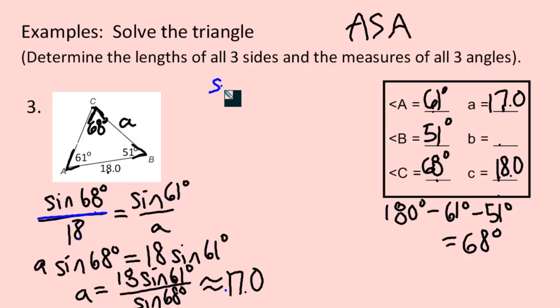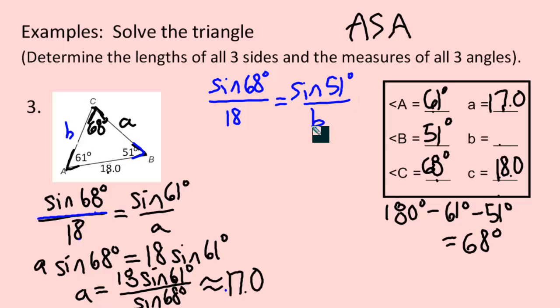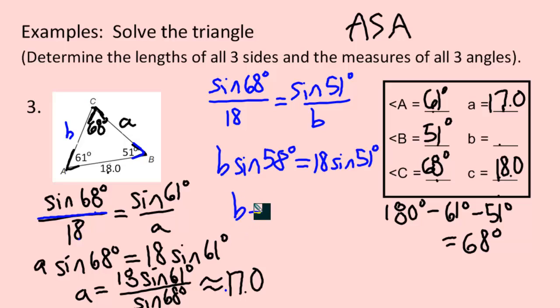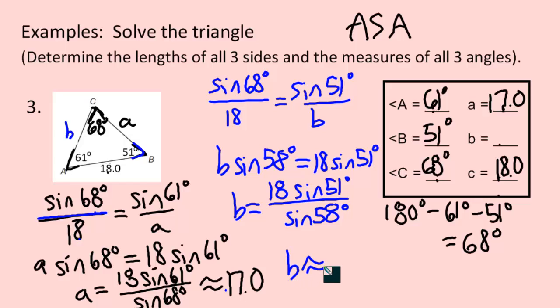So I'm going to go back to the sine of 68 ratio. And this time for my second ratio, if I'm trying to find side B, that is across from angle B, I'd have sine 51 over I don't know. Cross multiply, divide by sine 68 to isolate B, and crunch it on a calculator. I'm getting 16.495, which is about 16.5. All the boxes are filled in, so the question has been completed.